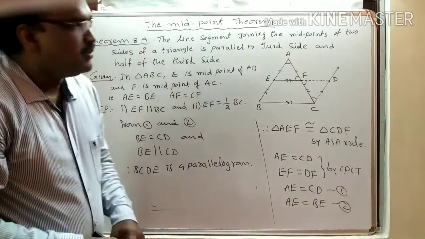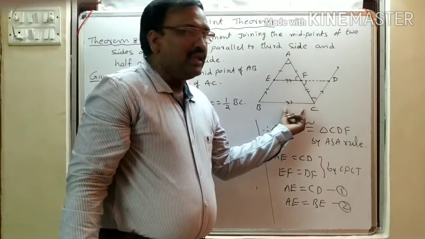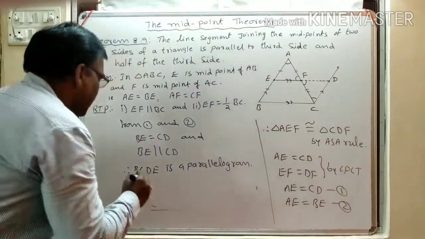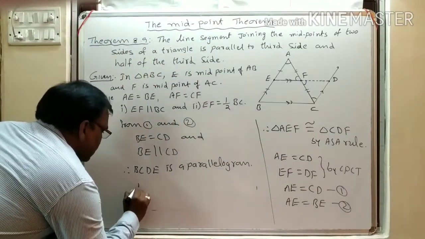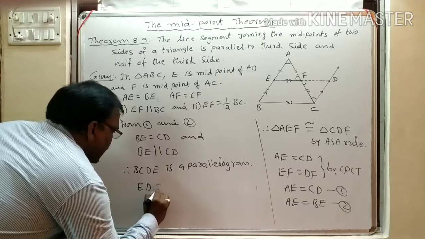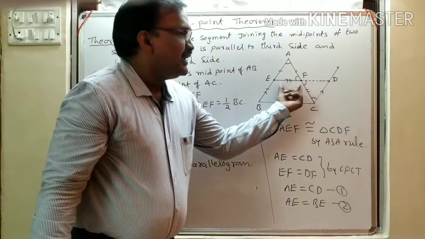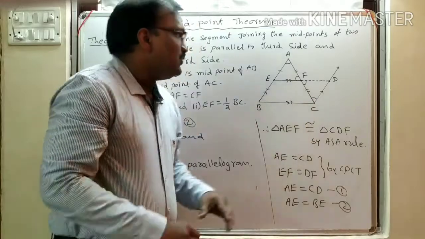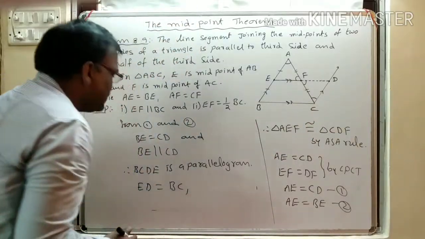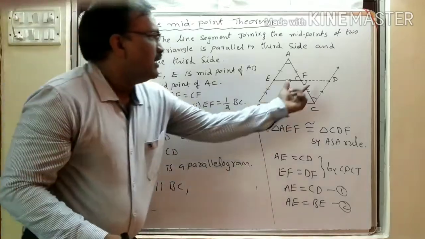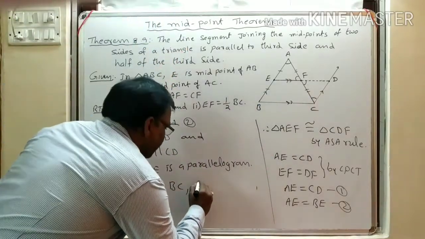In a parallelogram, opposite sides are parallel and equal. Therefore, ED is parallel to BC. So, ED is nothing but EF. So, EF is parallel to BC, and ED is equal to BC.